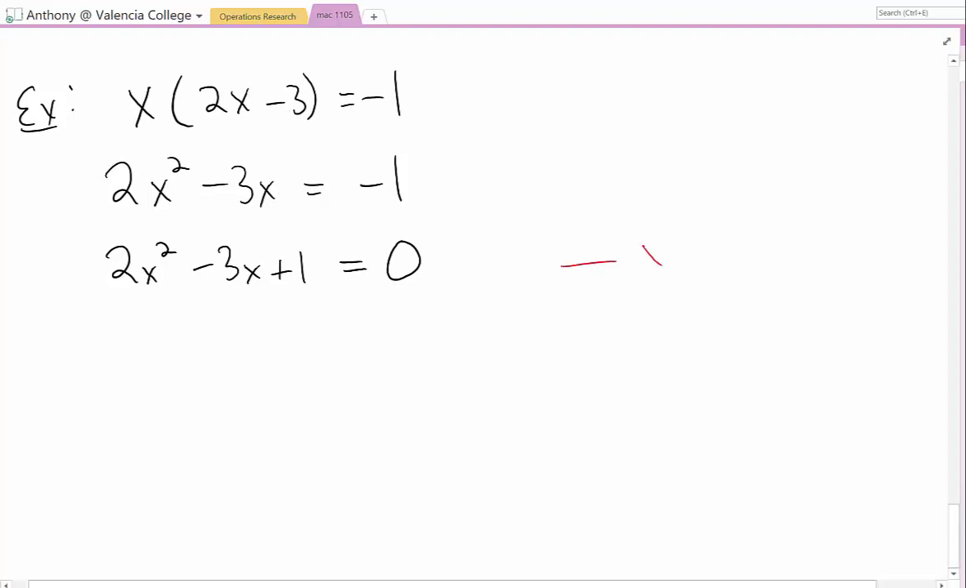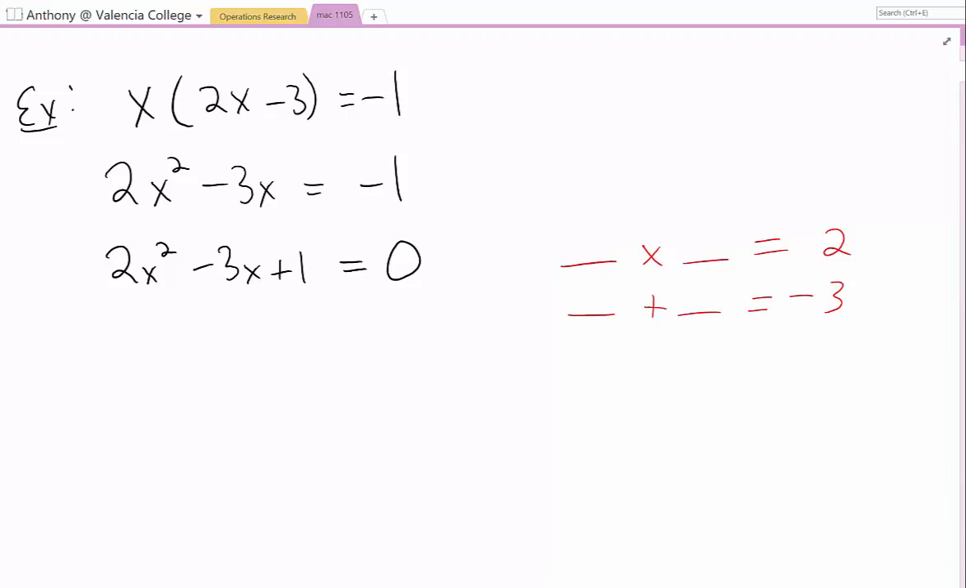I need a set of numbers to multiply that gives me whatever A times C is. Convince yourself, A is 2 and C is 1. 2 times 1 gives you 2. But we need those same two numbers to sum to give us what? A negative 3. What set of numbers works for that? If you said negative 2, negative 1, you are correct. Negative 2 times a negative 1 is a positive 2. Negative 2 plus a negative 1 is certainly a negative 3.